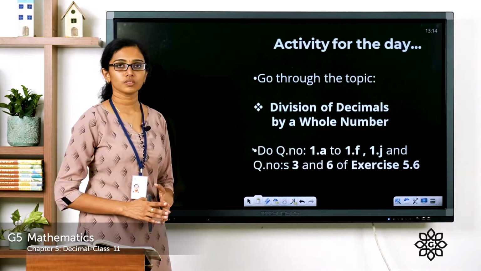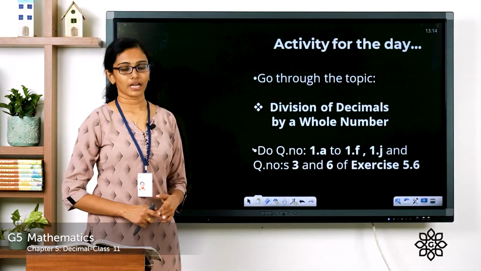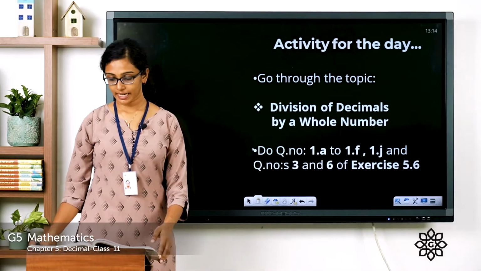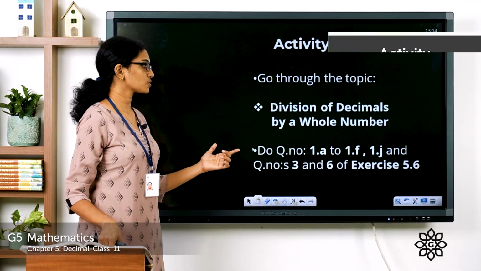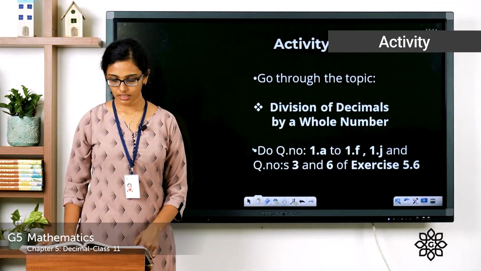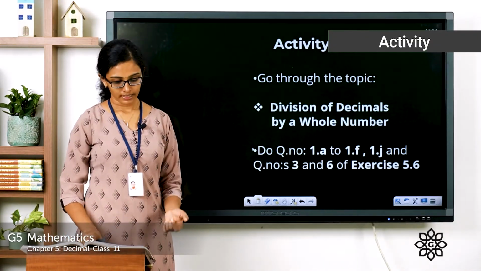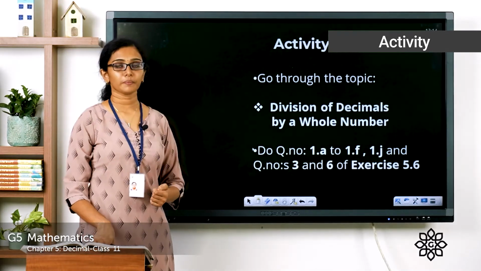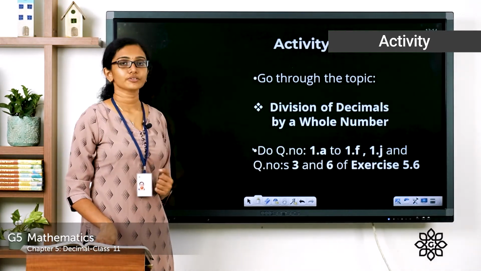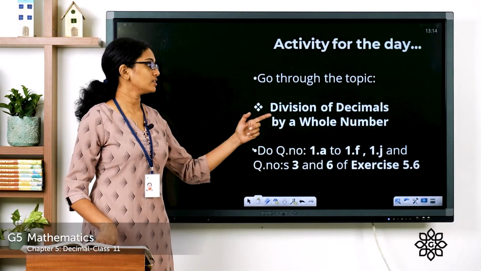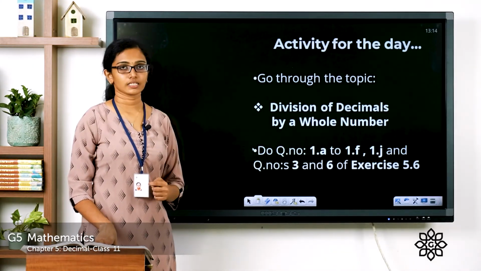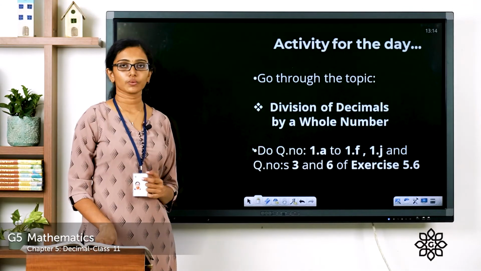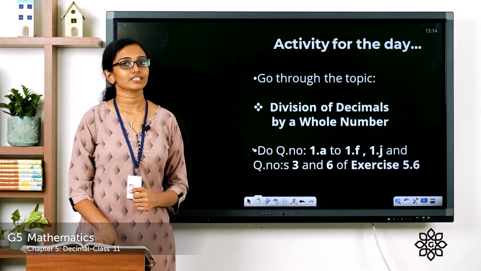Now, you can go through the topic division of decimals by a whole number in page number 93 and 94 of your textbook. Then please proceed to exercise 5.6 which is in page number 96. Then you have to complete the questions 1A to 1F and the question 1J and also the questions number 3 and 6. So, once you are done with the questions, you can take a picture and send it to us.